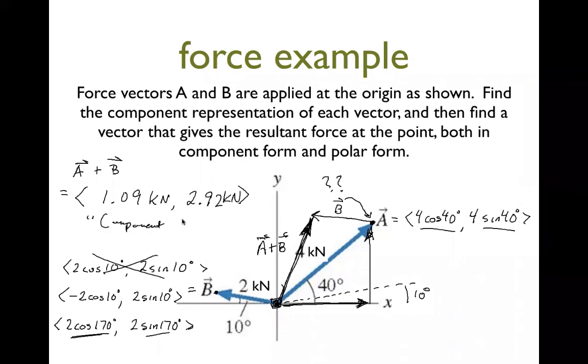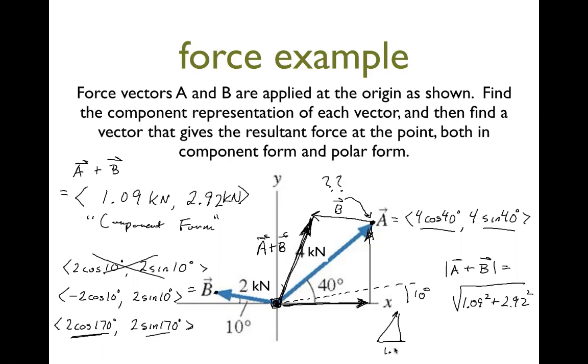What about polar form? So polar form is where we have magnitude and direction. So magnitude is the square root of the sum of the squares. That will be the amount of force in kilonewtons. That's the combined effect of A and B together. And then what about angle?